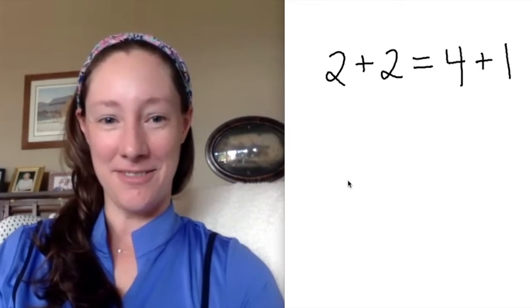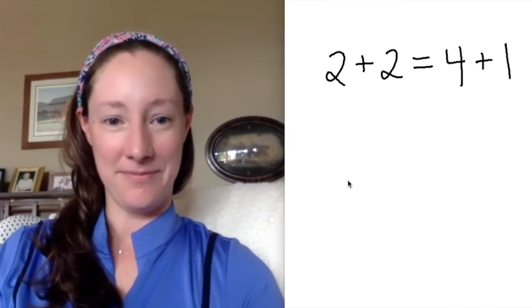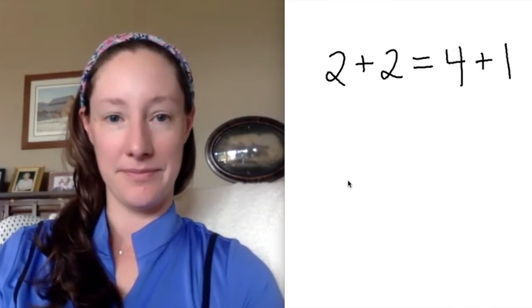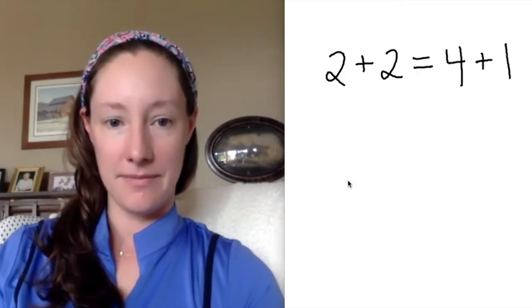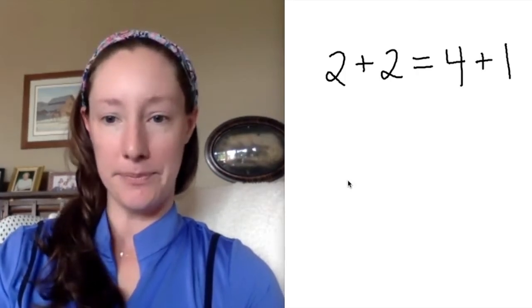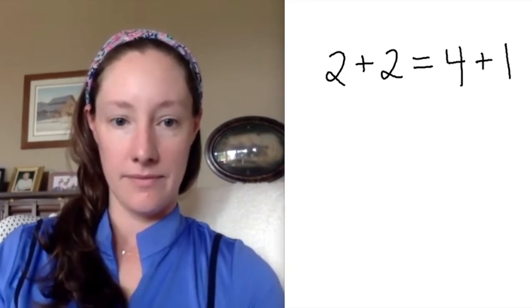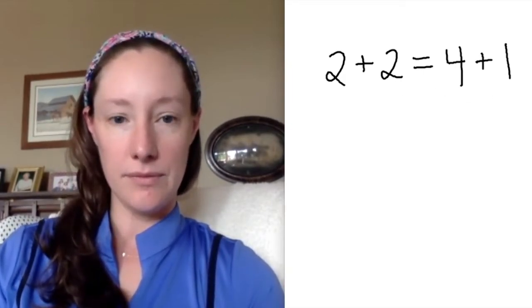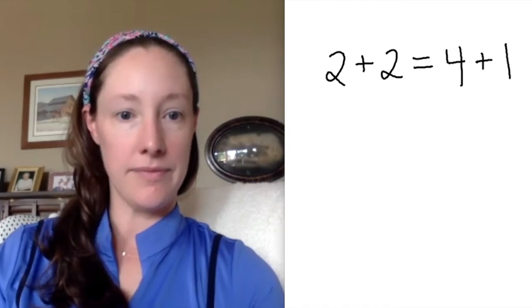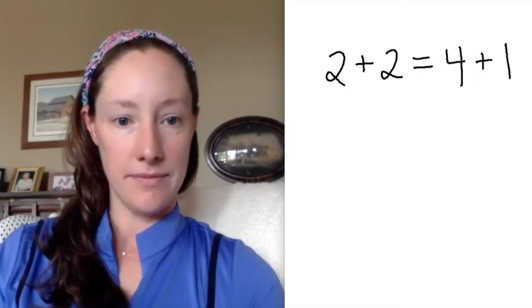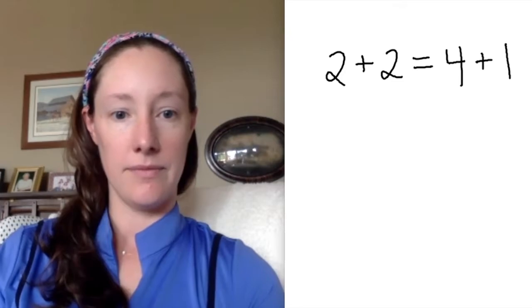So we were just talking about how a seesaw represents the equal sign and that the equal sign is like a balanced seesaw. But now we have this equation, 2 plus 2 equals 4 plus 1, and we were wondering if you could explain to us how you decide if that equation is true, meaning correct, or false, meaning wrong.